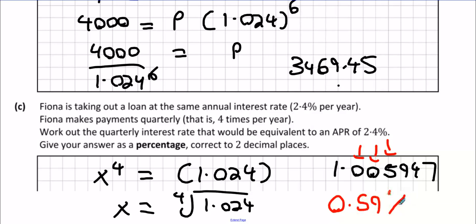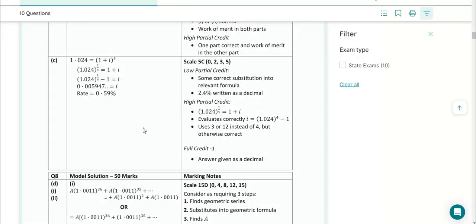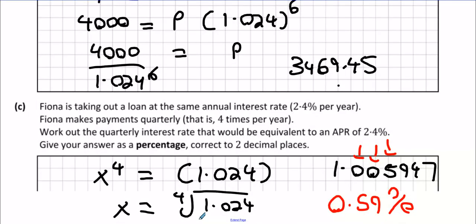0.59 of a percent. If we go to our marking scheme really quickly, we can see the answer is 0.59 of a percent, and it's worth 5 marks. Okay. All good? Excellent.